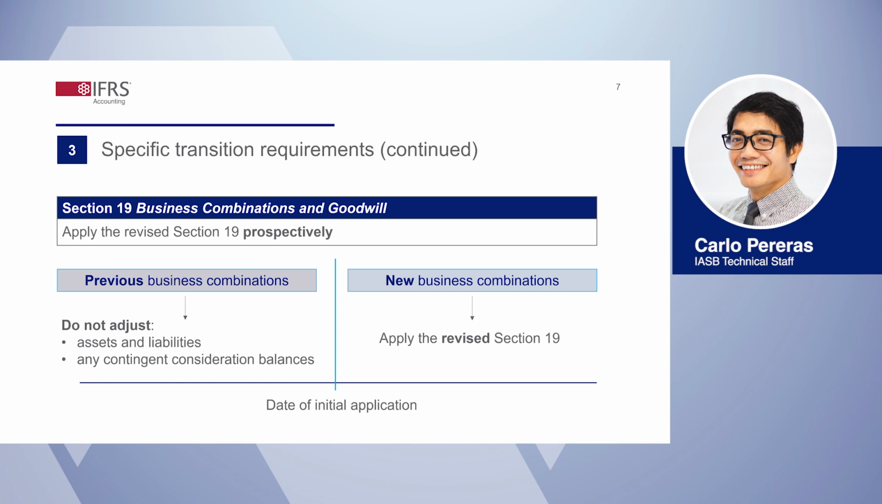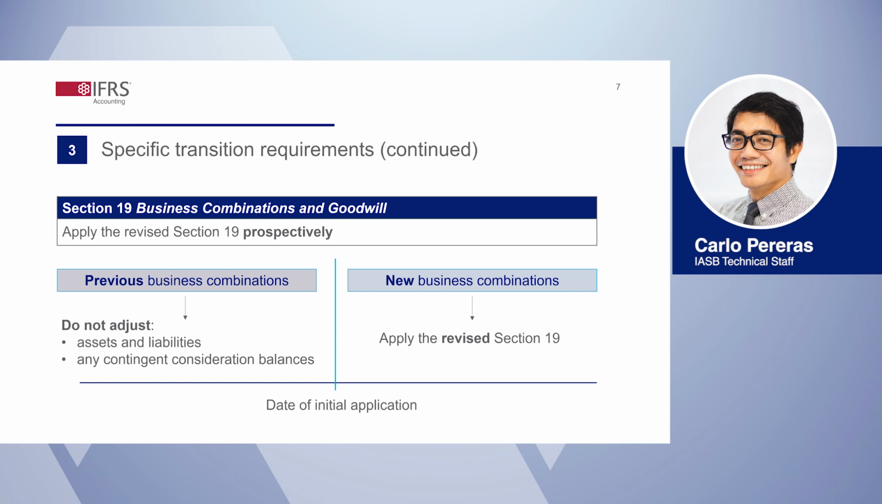Also, an SME does not adjust any contingent consideration balances arising from previous business combinations. That means no change is made to the amount of contingent consideration previously recognized but not yet settled at the date of initial application of the third edition of the standard. The transition requirements also carry forward the contingent consideration requirements from previous Section 19 in the second edition of the standard to ensure that those requirements continue to apply to previous business combinations.